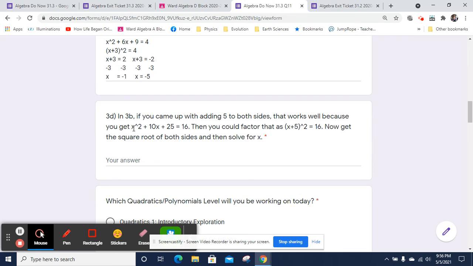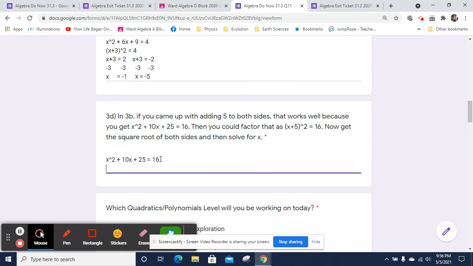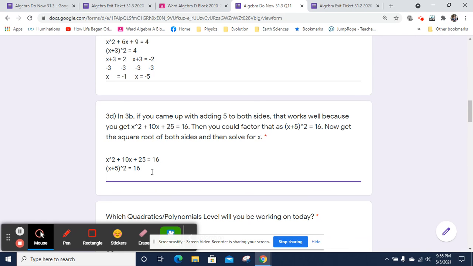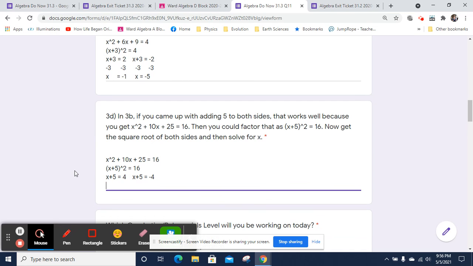So the next one, we had x squared. We added 5 to both sides, and we ended up with that. And we could factor it like this. x plus 5 squared equals 16. Let's get the square root of both sides. The square root of x plus 5 squared is x plus 5, and the square root of 16 is 4, and also negative 4. And that is what you get.